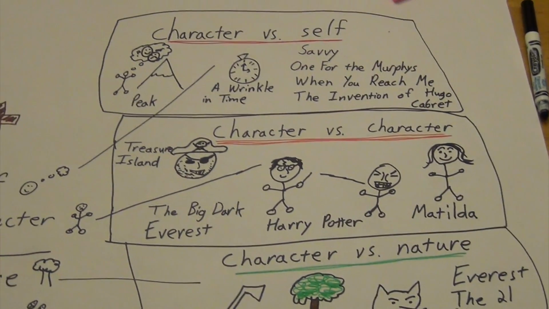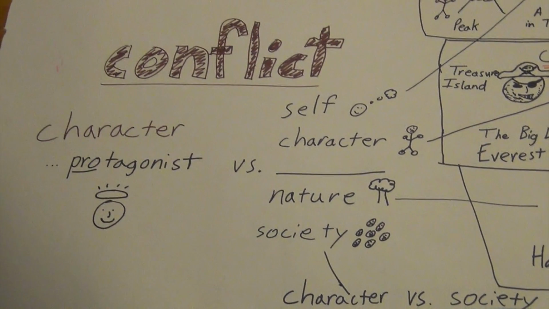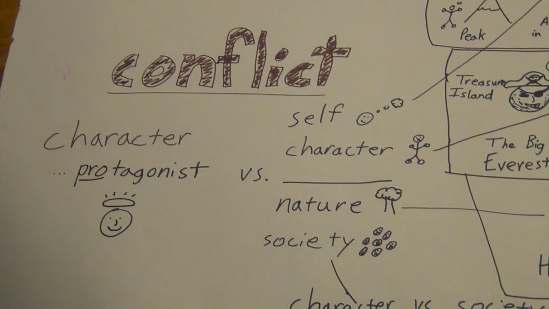So there are the four major types of conflict: character versus character, character versus self, character versus nature, and character versus society.